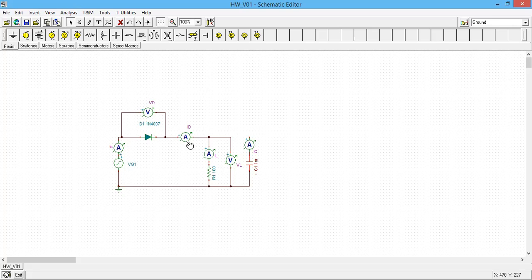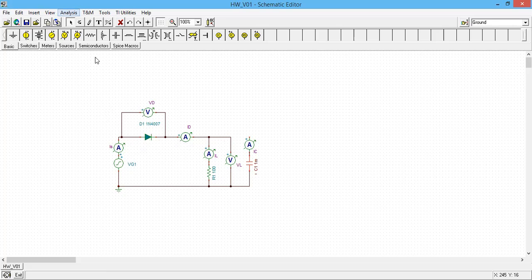So I have added an ammeter, which is showing the DC voltage, and this is showing instantaneous voltage, and this is the voltage across the diode with respect to this point. And this is a source current. Source voltage can be displayed itself. This is load current, and this is the output voltage. So it is all good to go.